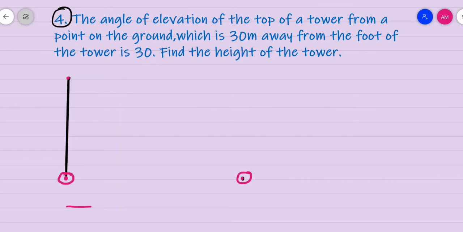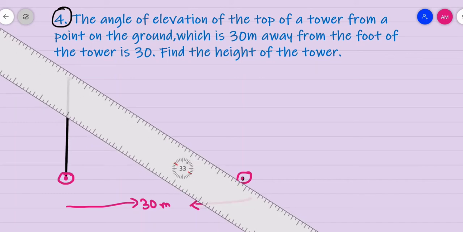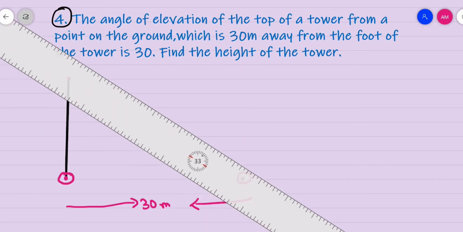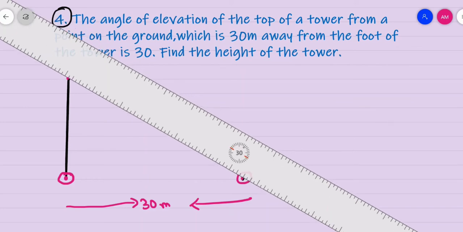The distance between the foot of the tower and this point is 30 meters. So find the height of the tower. Let us first make the angle of elevation. So here we can make the angle of elevation.